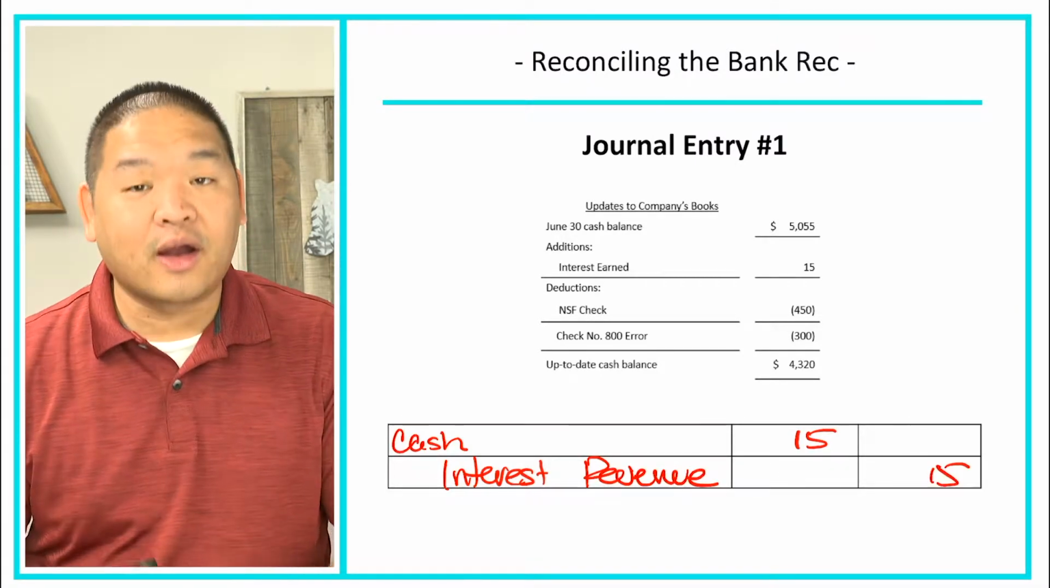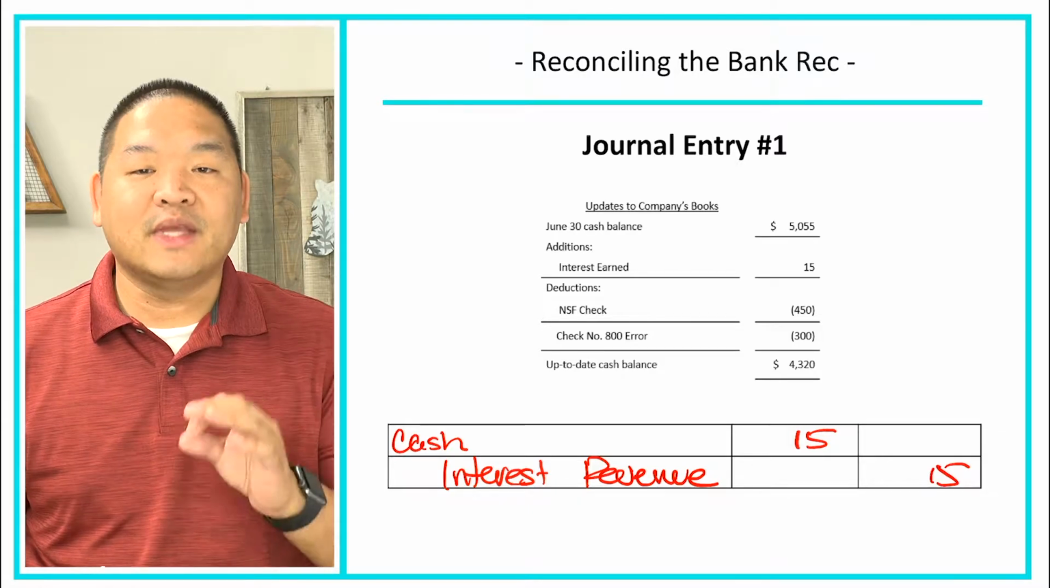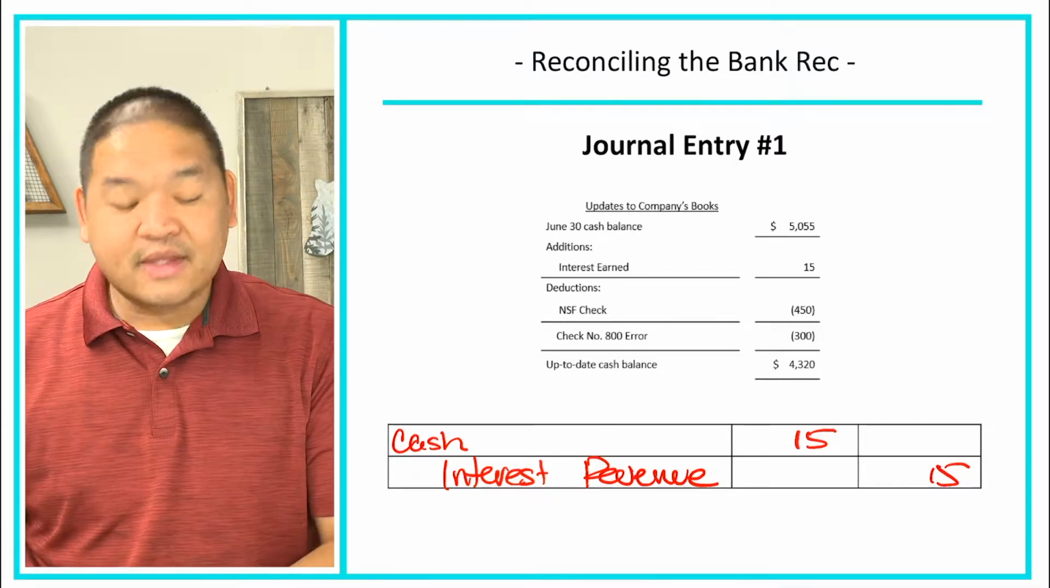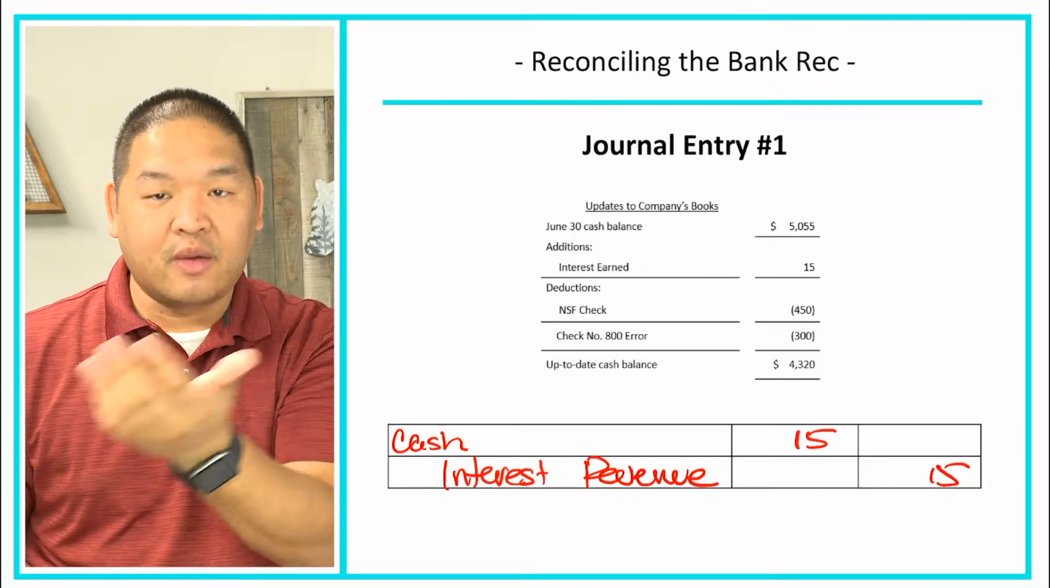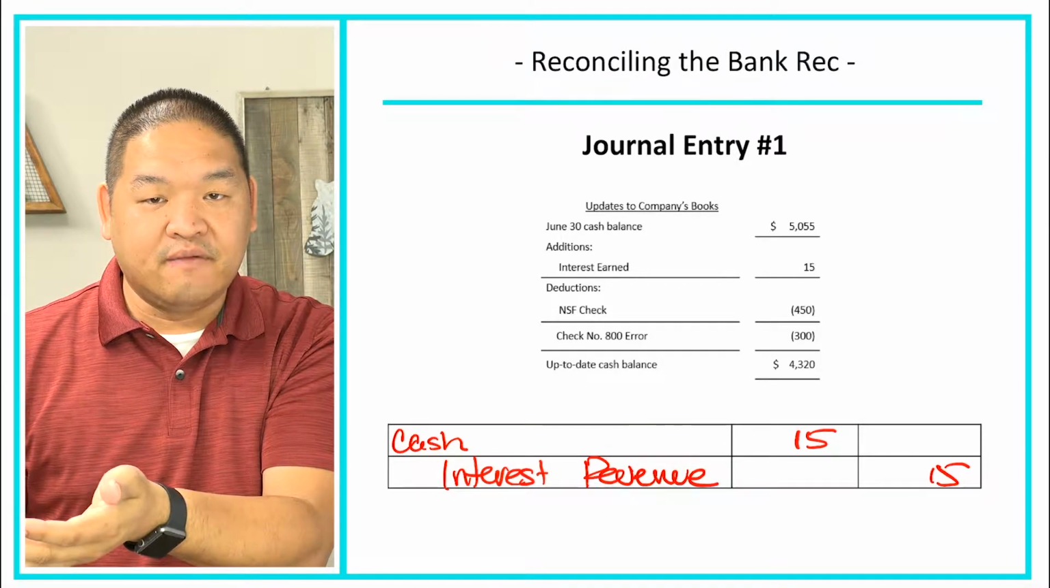Increases in revenue are credit. And what type of revenue? It's an interest revenue. So when we make this entry into our books, then our books are now $15 more, which is what our bank statement had at the beginning of the day.